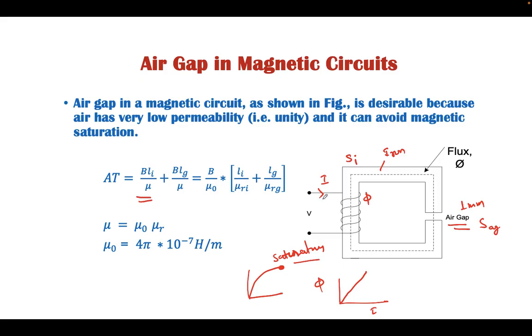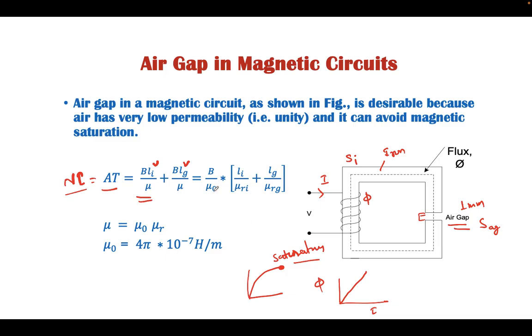In case of total ampere turns, that is AT, or in other words Ni, that is the mmf, it will be equal to B upon mu into Li for the iron, and due to the air gap, it will be B upon mu into Lg. Lg is the length of the air gap, whereas Li is the length of the iron path. The iron path is the rest of the part other than this part.